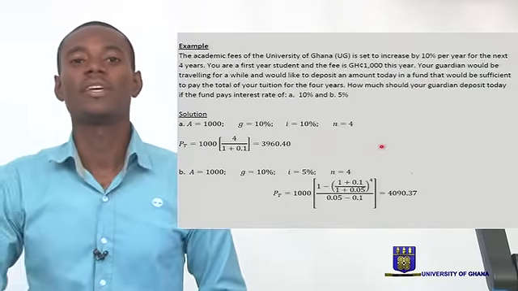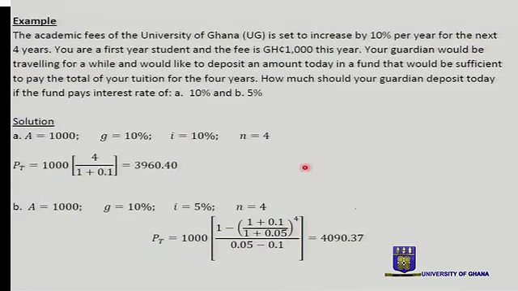Now, for instance, say the academic fees of University of Ghana is set to increase by 10% per year for the next 4 years. You are a first-year student and the fee is 1,000 cedis this year. Your guardian would be traveling, so he wants to put a fund down for you that will be sufficient to pay your fees for the total 4 years. So how much should your guardian deposit today if the fund pays interest rates of A, 10% and B, 5%? So look at this instance. Your A is 1,000, G is 10%, I is 10%, and N is what?